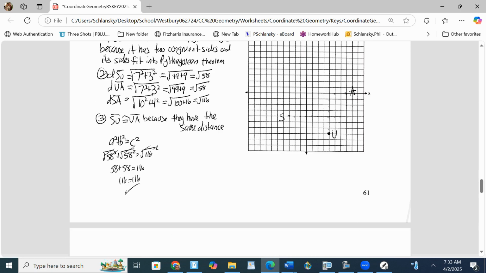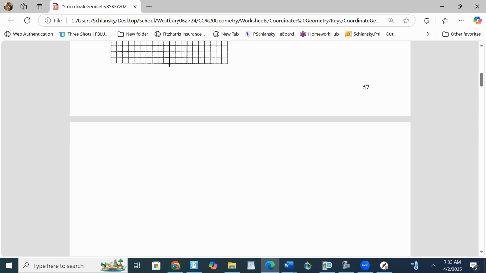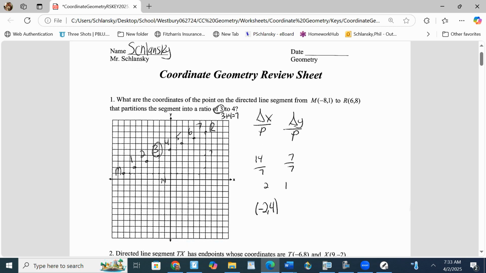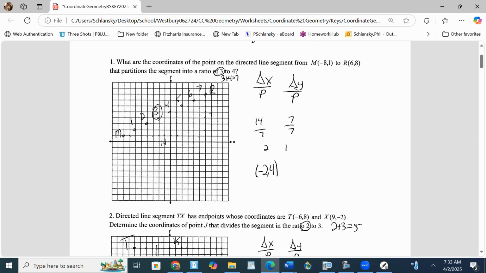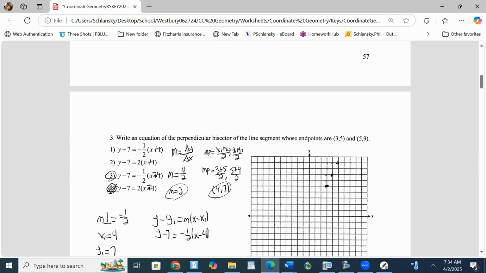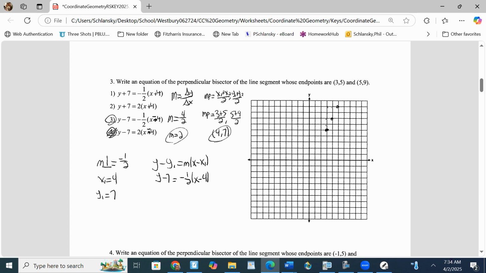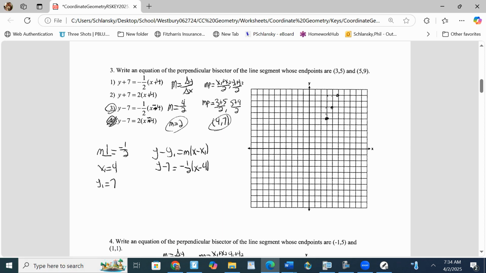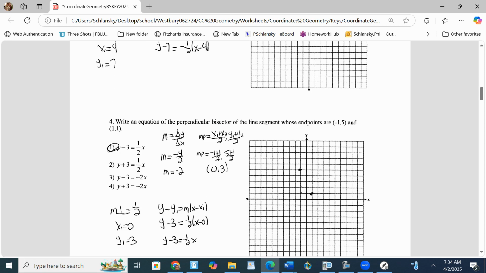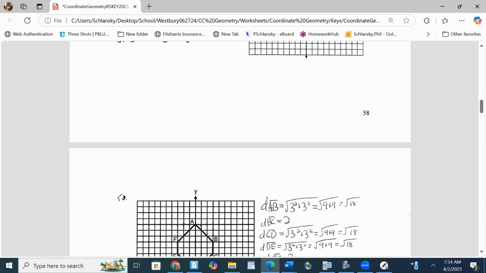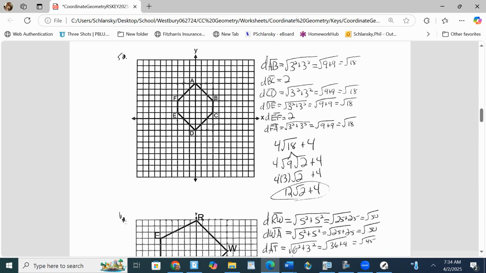Other than that, again, we talked about everything else. You're going to have to do a partitions problem, delta x over p, delta y over p. You're going to have to write an equation of a perpendicular bisector. For perpendicular, negative reciprocal slopes, so find the slope. For midpoint, either eyeball it or do your midpoint formula. Once you have them, you pop them into y minus y1 equals m times x minus x1.